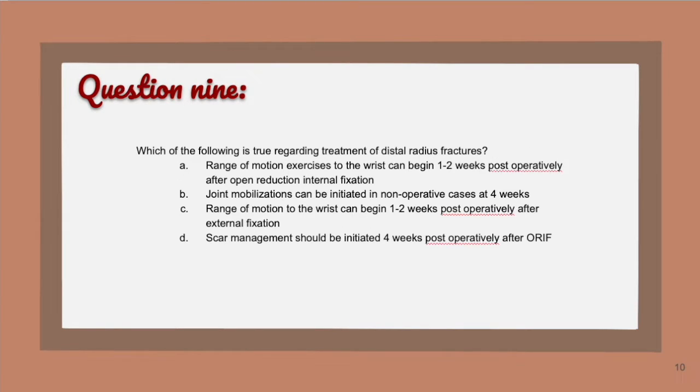Question 9. Which of the following is true regarding treatment of distal radius fractures? A. Range of motion exercises to the wrist can begin 1 to 2 weeks postoperatively after open reduction internal fixation. B. Joint mobilizations can be initiated in non-operative cases at 4 weeks. C. Range of motion to the wrist can begin 1 to 2 weeks postoperatively after external fixation. D. Scar management should be initiated 4 weeks postoperatively after ORIF.